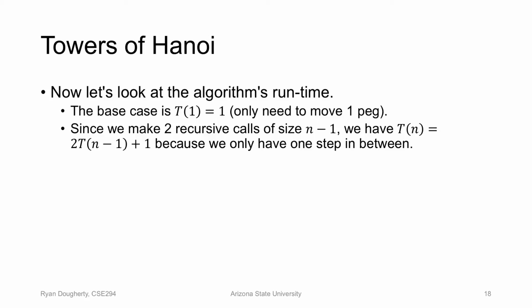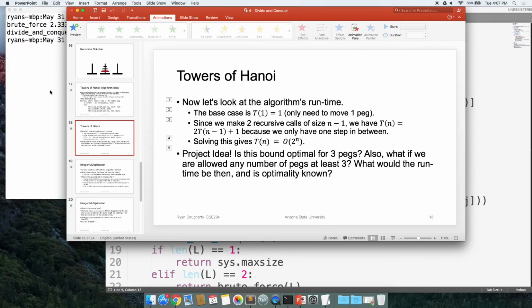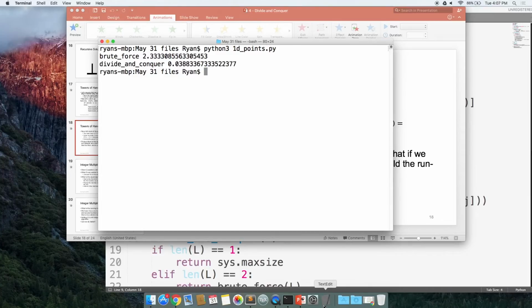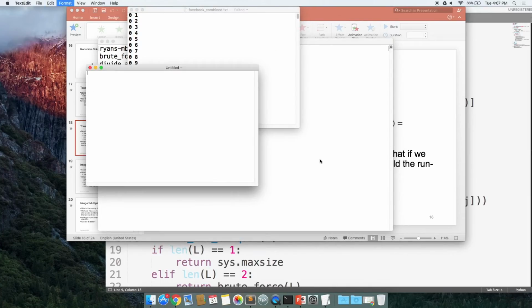Well, let's see. I doubled the number of smaller instances, but only decreased the size of the list by 1. So if I went down to n minus 2, how many sizes of n minus 2 do I have? I would have 4, right? So we have the recurrence t of n is 2t of n minus 1 plus 1.